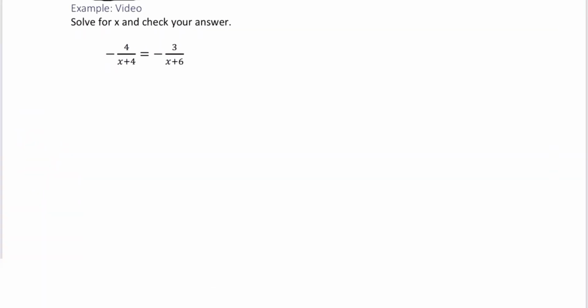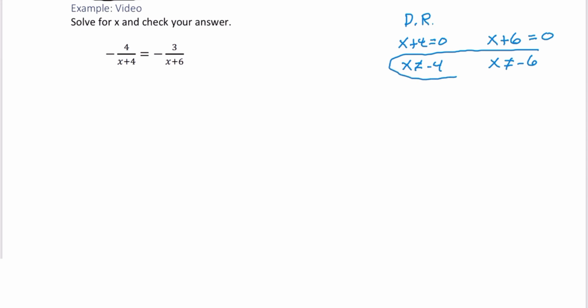In the next example, we first want to look for any domain restrictions. So we'll make a note of that off to the side. Remember, to find a domain restriction, we set each denominator that has an x in it equal to 0. So we have x plus 4, set it equal to 0, and solve. We get x cannot be negative 4. We'll do the same thing with the other denominator, x plus 6, set it equal to 0, and solve. We get that x cannot be negative 6. So these are the two domain restrictions.